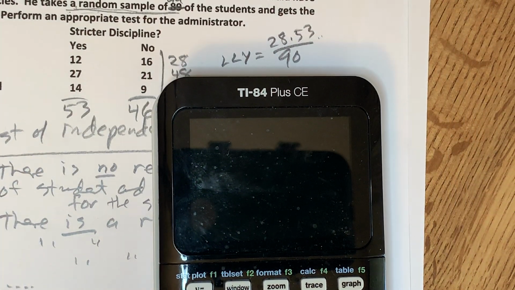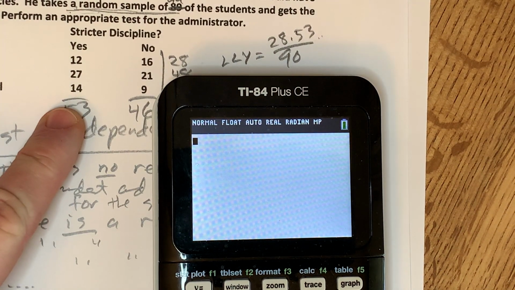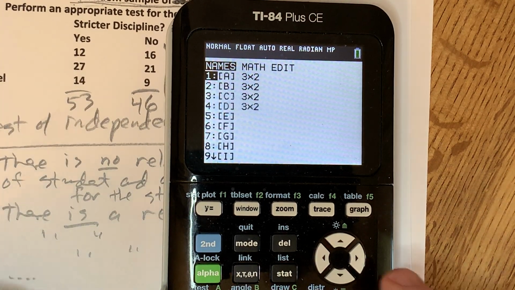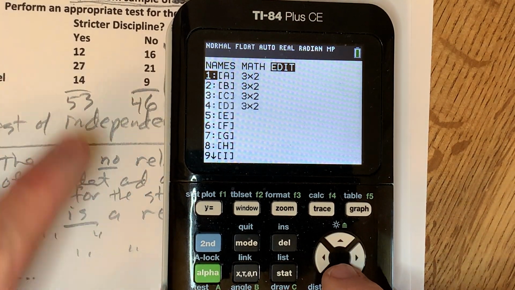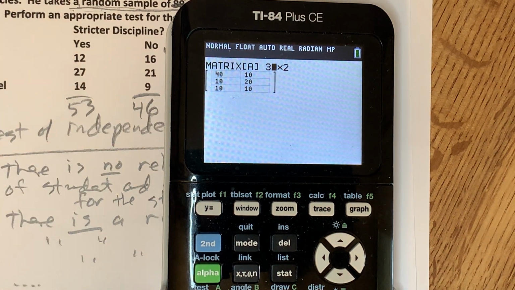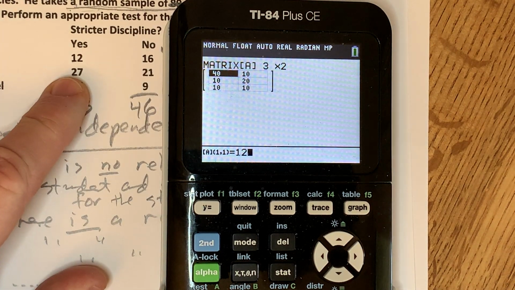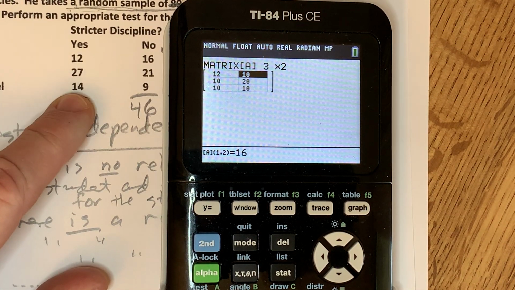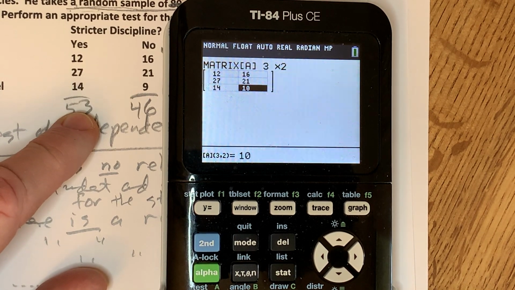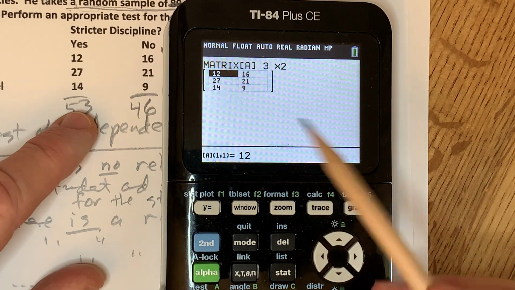So with the calculator, what we'll do is I'm going to enter this into a matrix. Once again, I go second matrix, and I go edit. This is once again a 3 by 2, so I hit enter. This is a 3 by 2. And then I enter those numbers: 12 and 16 and 27 and 21 and 14 and 9. So there we go.